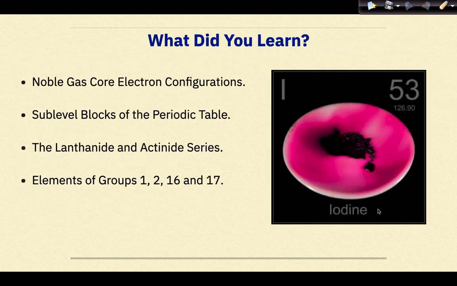So what did you learn? We talked about the noble gas core electron configurations. We looked at the sublevel blocks of the periodic table, the lanthanide and actinide series, and then we looked at the elements of groups 1, 2, 16, and 17.